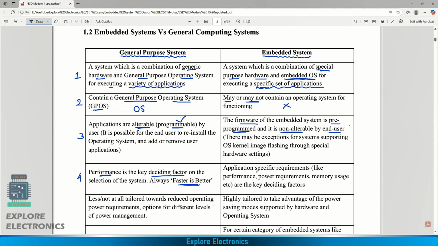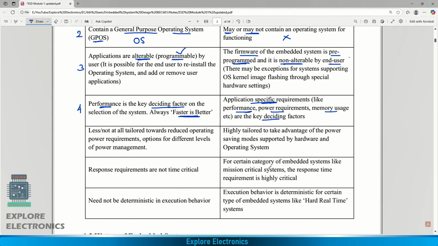But in the embedded system, it is application specific. It should perform that application correctly. Meaning the power requirement, memory usage and performance are the deciding factors, and they need to perform depending on the application we use over here. These three are the deciding factors. So then we can see more differences here.